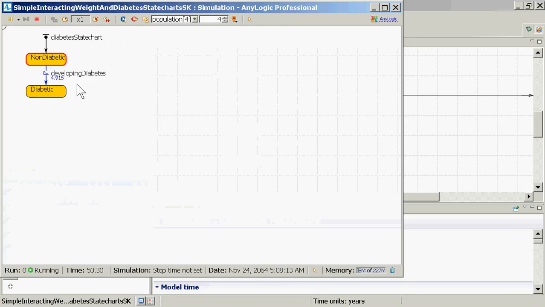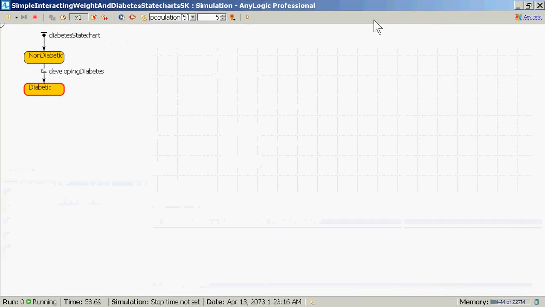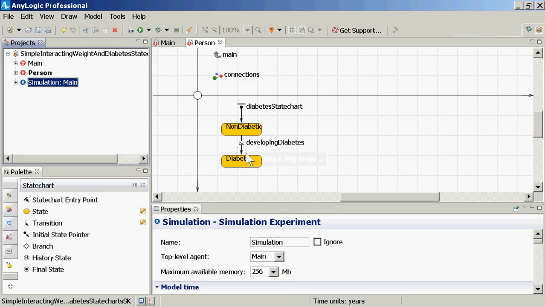If we scroll through the list of people, we'll discover that some people have become diabetic already. So we have this population, and these people are moving between different states. That's great. We have a first state chart. Okay, ladies and gentlemen, we're not going to stop here. Instead, we're going to add in an important risk factor for diabetes.